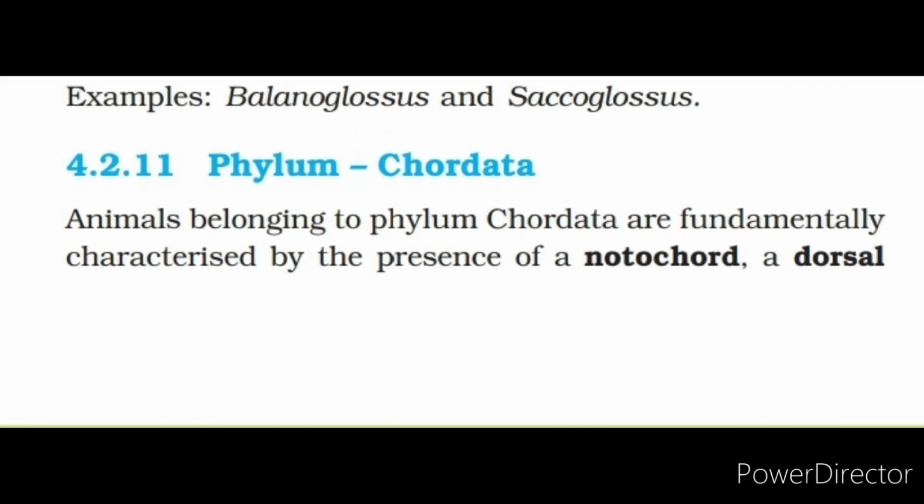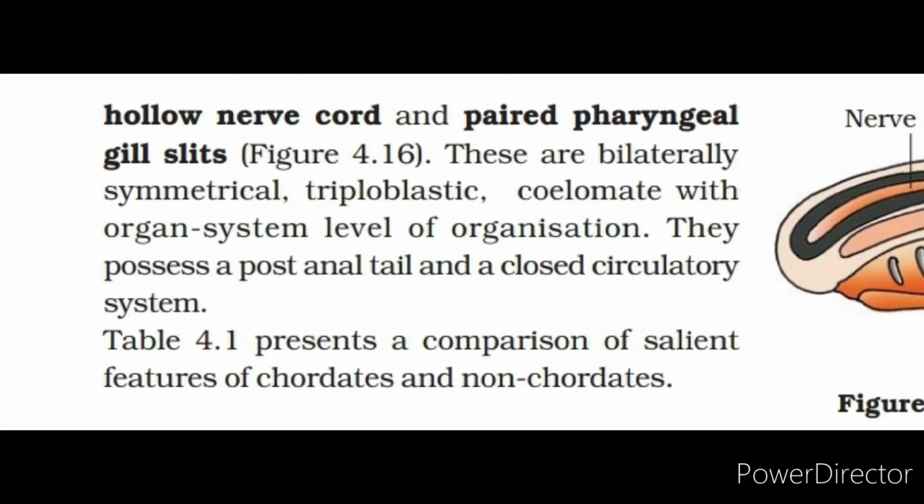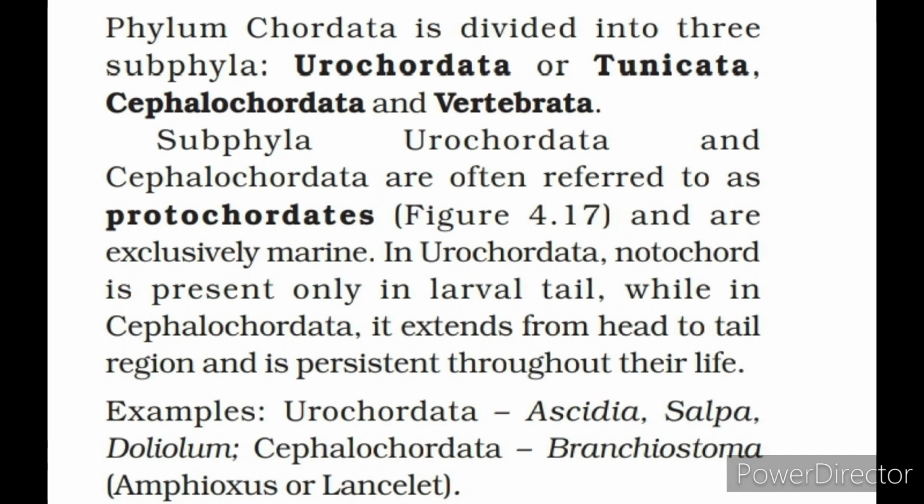Phylum Chordata. Animals belonging to Phylum Chordata are fundamentally characterized by the presence of a notochord, a dorsal hollow nerve cord and paired pharyngeal gill slits. These are bilaterally symmetrical, triploblastic, coelomate with organ system level of organization. They possess a post-anal tail and a closed circulatory system. Phylum Chordata is divided into three subphyla: Urochordata or Tunicata, Cephalochordata and Vertebrata.